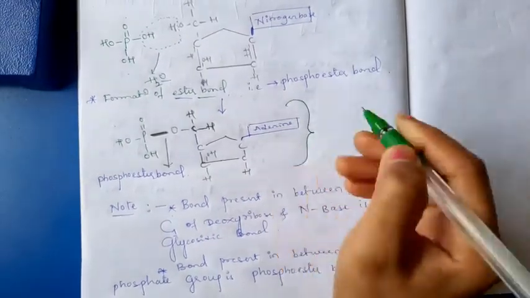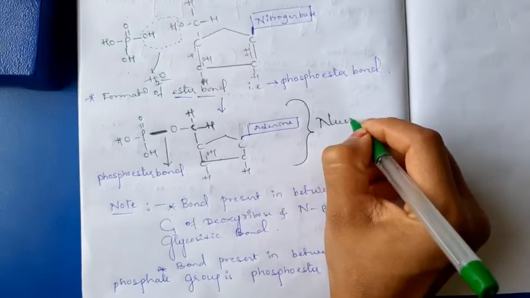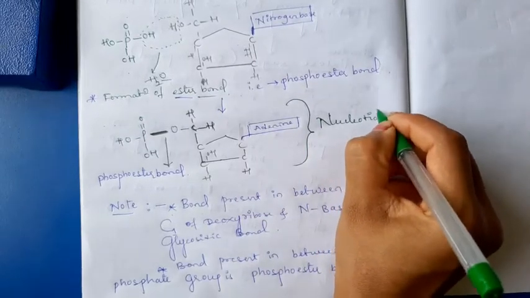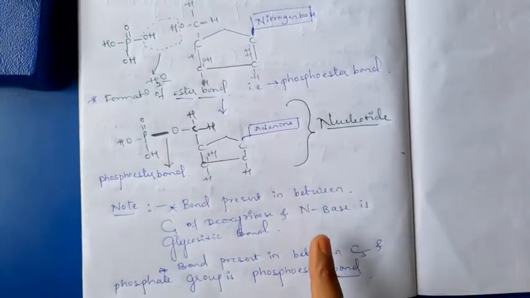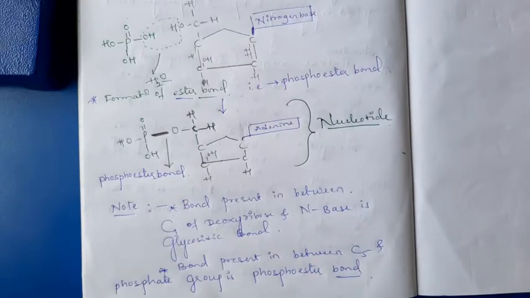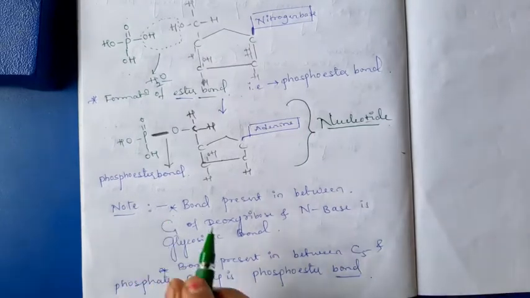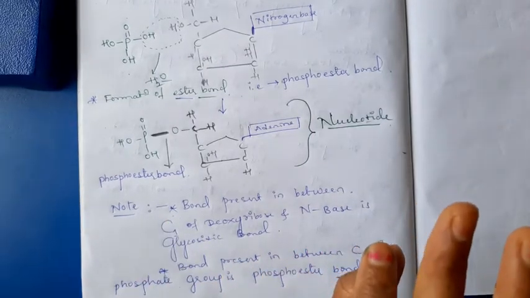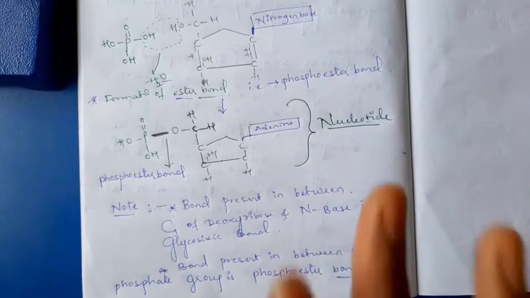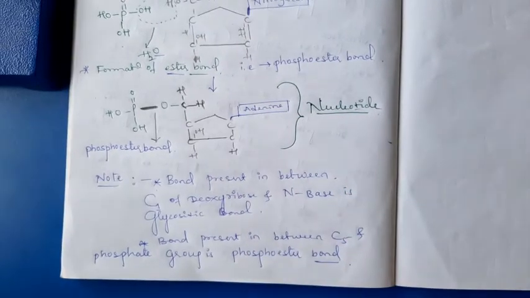the structure is known as a nucleotide. Nucleoside means only presence of pentose sugar and nitrogen base. Nucleotide means presence of pentose sugar, nitrogen base pair and a phosphate group. Okay, I hope all of you are getting this one.